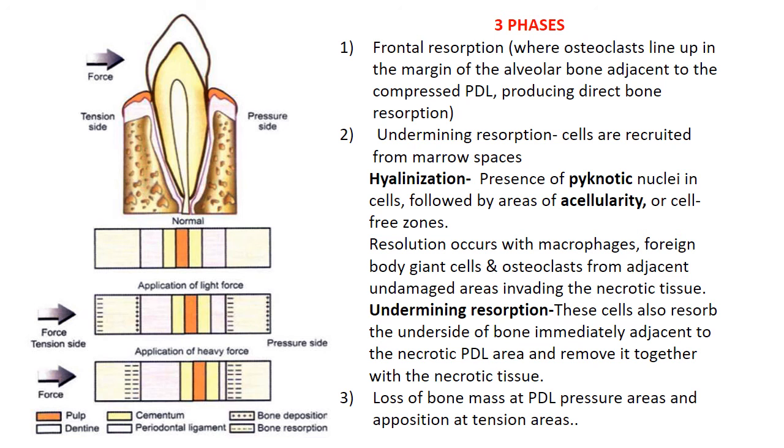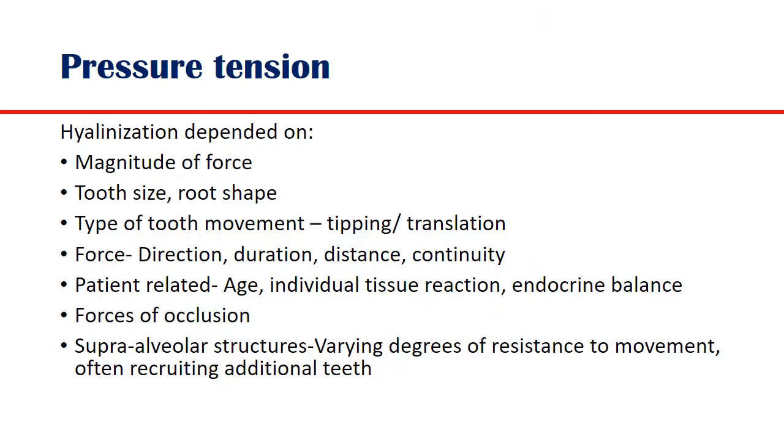But in the areas where hyalinization happens due to very heavy force, the occlusion of the blood vessels takes place, and there is no way that the osteoclasts can be viable in a frontal resorption area. Then this resorption is going to happen from the underside, from the marrow spaces. From there, the macrophages and the osteoclasts are going to come and eat away that hyalinized area. It's going to again become free, and then the lag phase is going to happen. Okay, then the tooth movement is going to happen. So these are the basic phases.